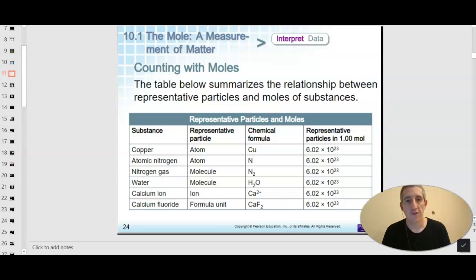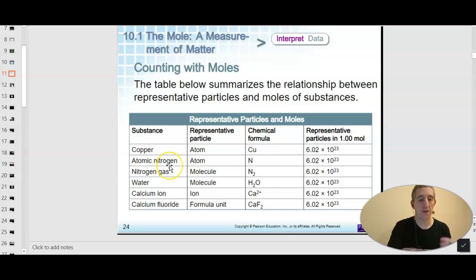So here's a chart from your textbook. A mole is a mole is a mole is a mole. 6.02 times 10 to the 23rd. Whether it's a dozen is always 12. Whether it's a pair is always 2, a baker's dozen is always 13, a million is always 1 times 10 to the 6th, a billion is always 1 times 10 to the 9th, a mole is always 6.02 times 10 to the 23rd. So here we have copper on the periodic table broken down into atoms.